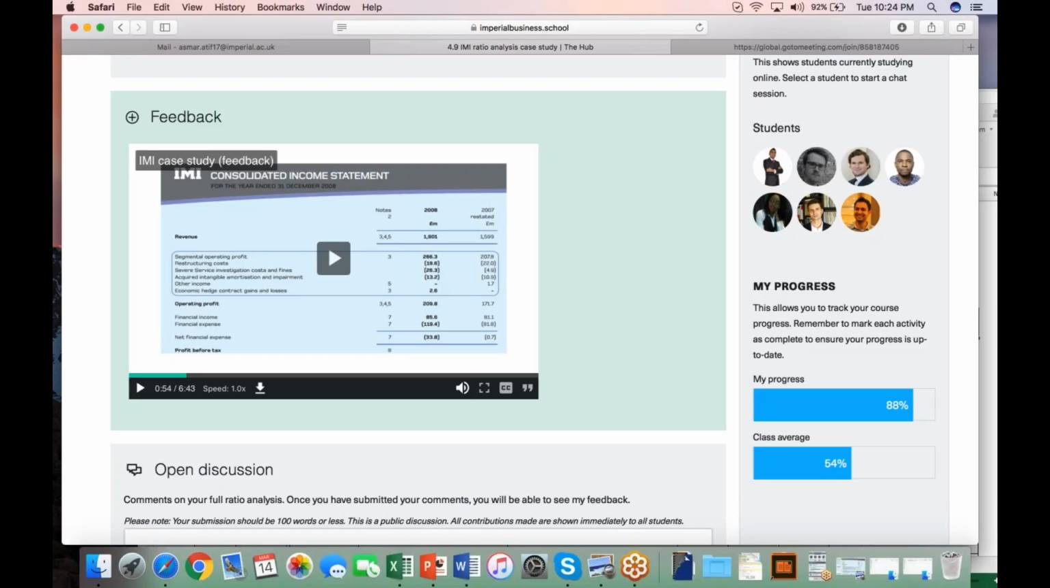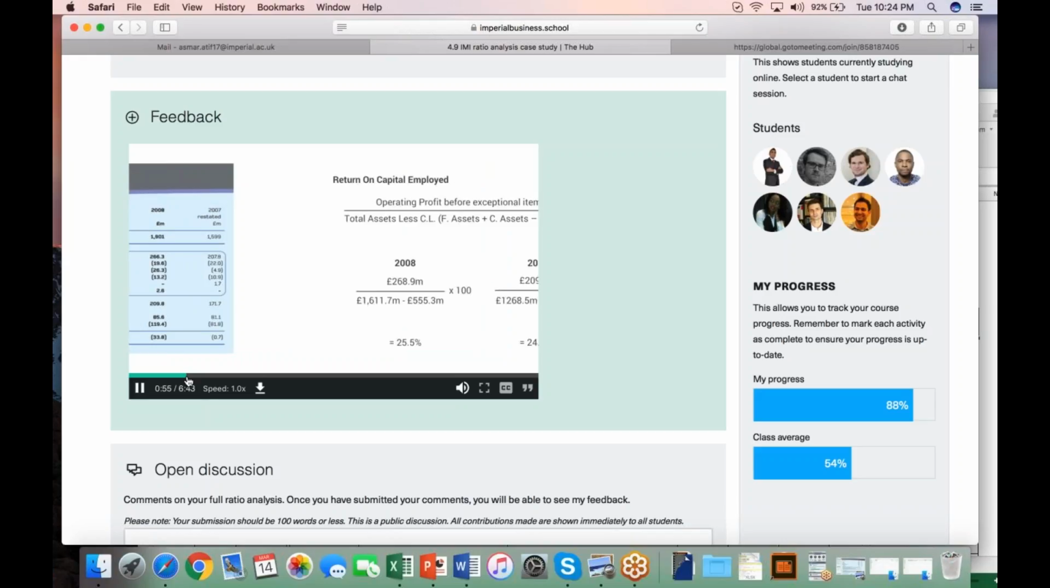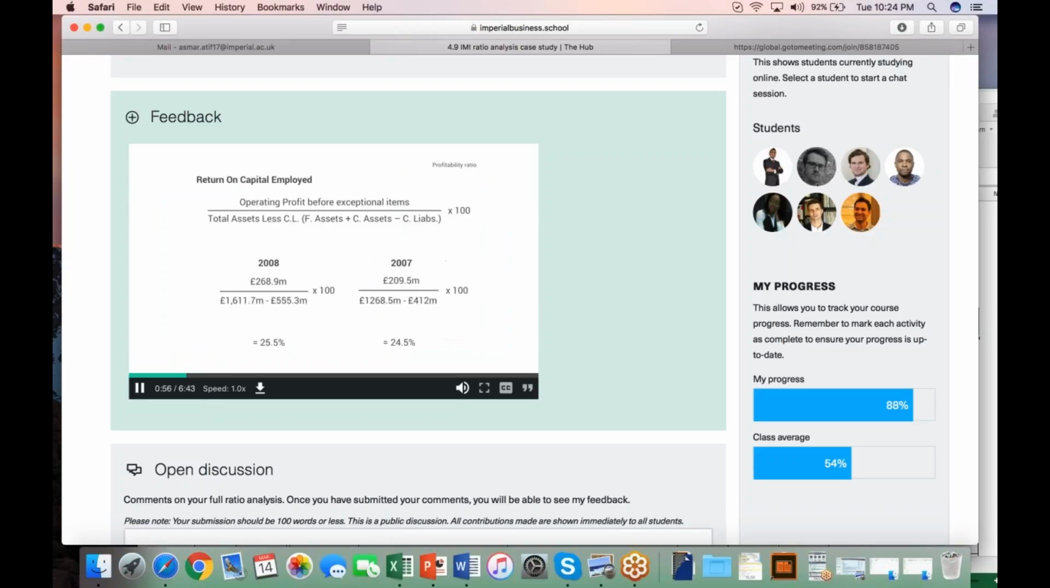Remember in our lecture? So here she's using the hedge contract. But she has explained elsewhere. She has not explained probably here. Return on capital employed is operating profit before exceptional items divided by total assets minus current liabilities. As we only have information over 2 years and we want to make a comparison, she doesn't explain it here. She explains it in the lecture section.